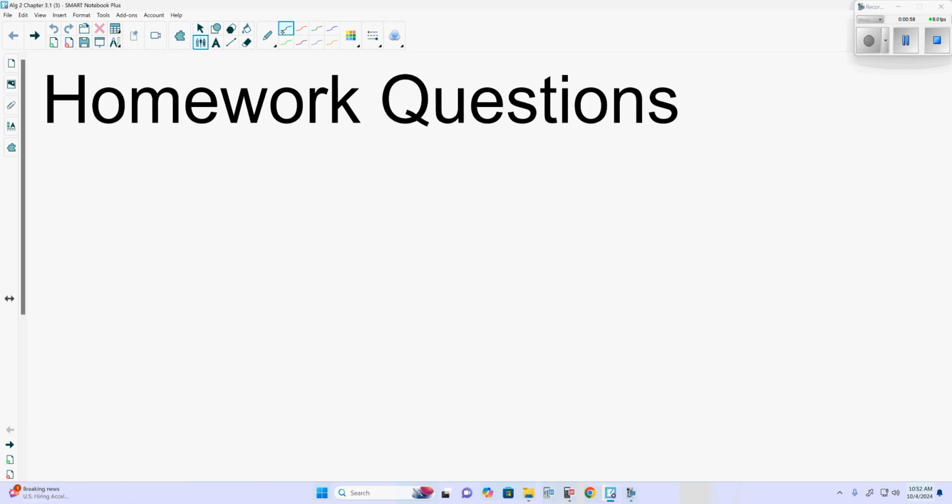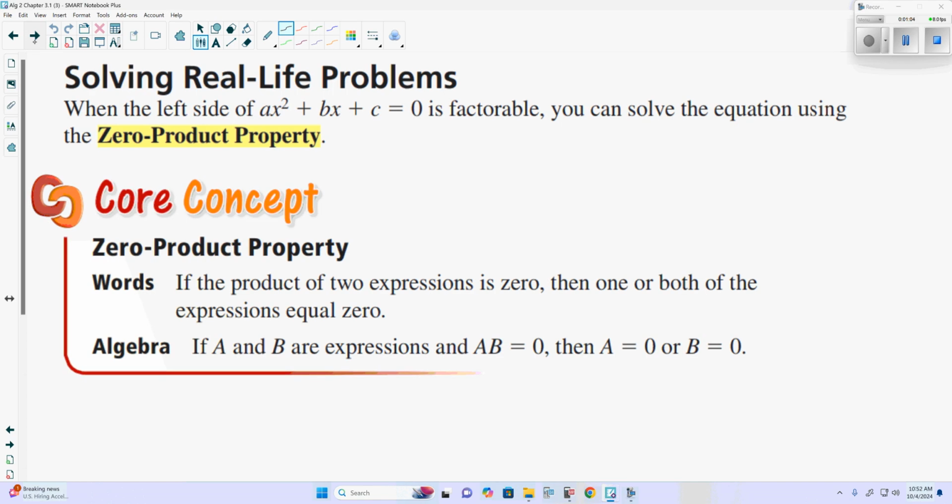All right. Today we're covering 3.13. This is the last part of 3.1 that we're going to look at. And the first thing we're going to look at is something called the zero product property.